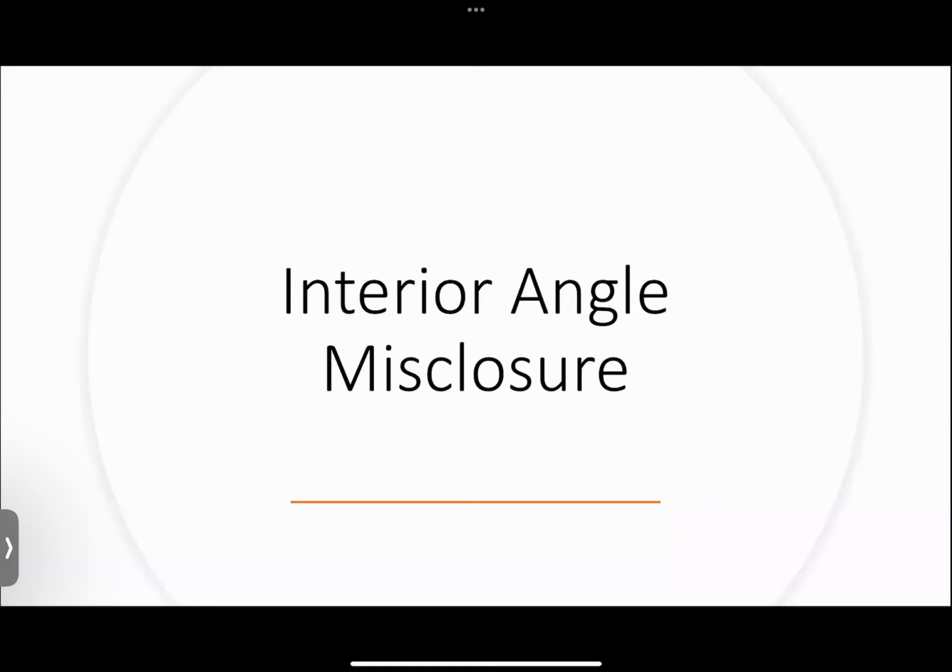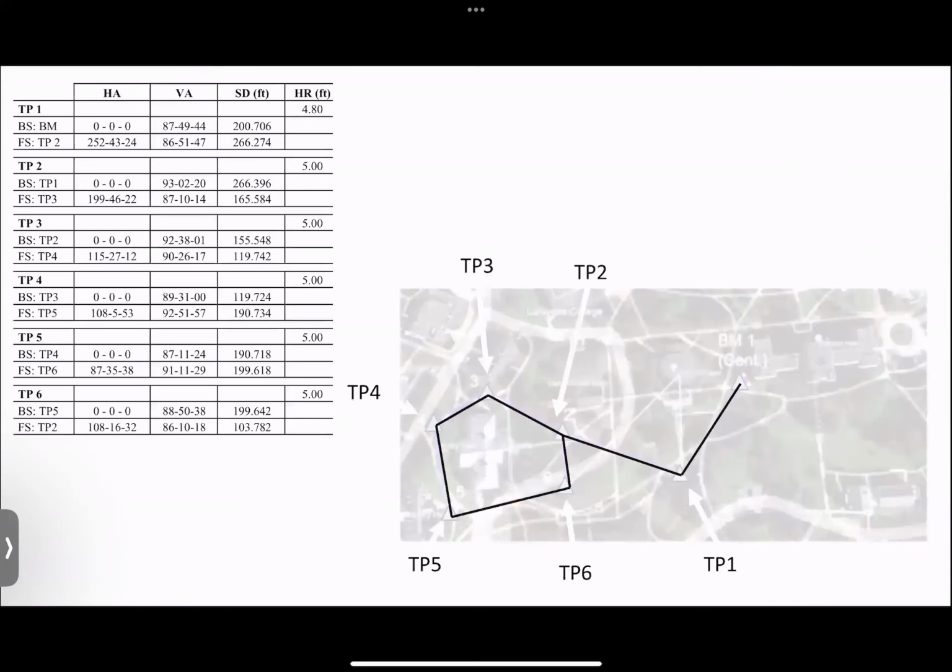Hi folks. All right, today I'm going to be talking you through an example on interior angle misclosure for a traverse using an example that I have posted on Moodle. So I'm going to take you to the abbreviated version of the field notes for this particular group. They did a traverse around Kirby Hall of Civil Rights.